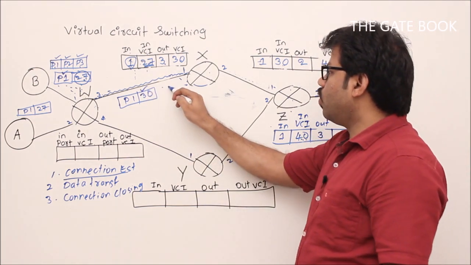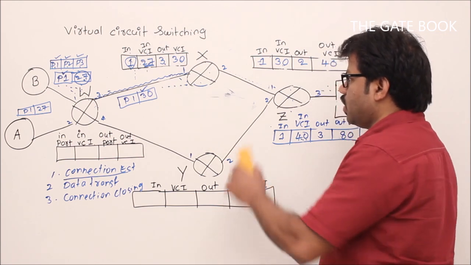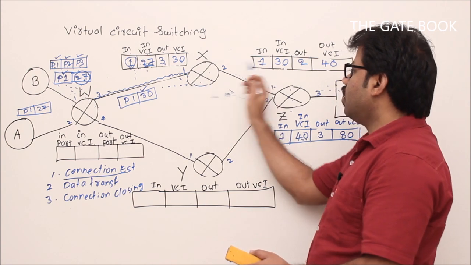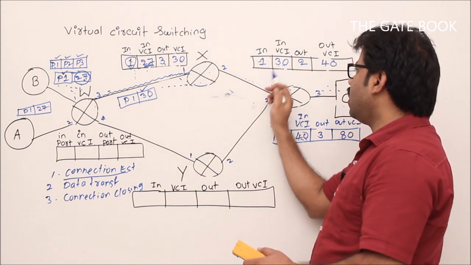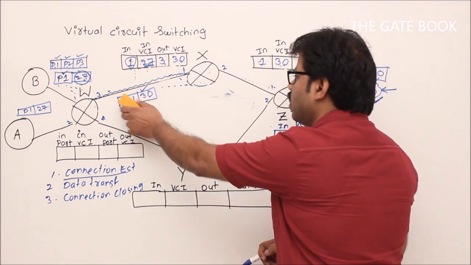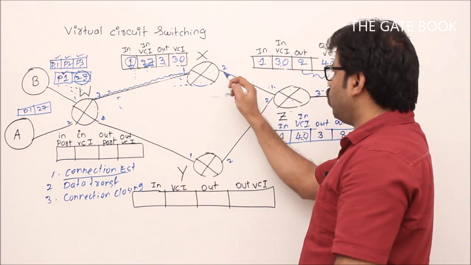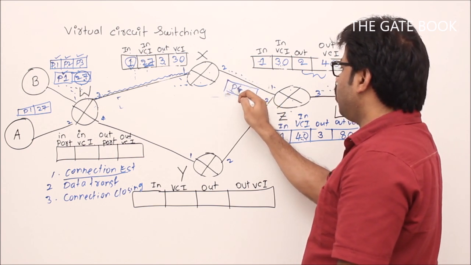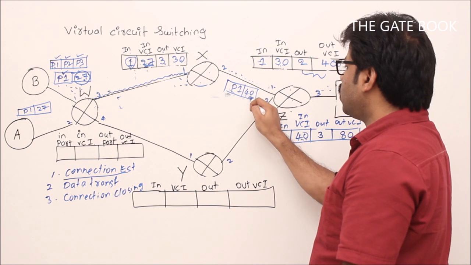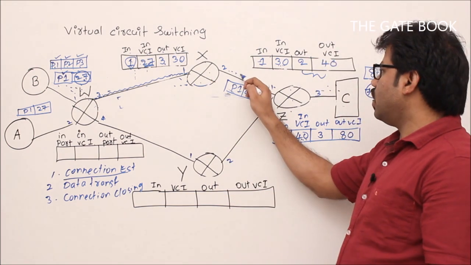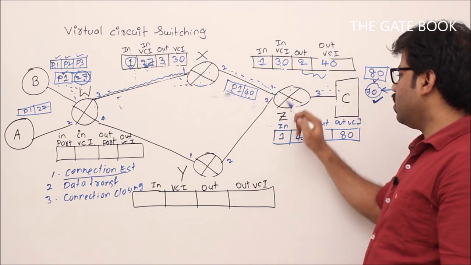So P1 with 30 slowly will come to X. Now see, how X understands this: incoming port is 1, VCI number is 30, then it's matching. So this will be the exit 2, 40. So this packet will be sent through port 2, and the packet will be assigned now 40. That means throughout the path, this virtual circuit identification number is going to be changed. Remember it.